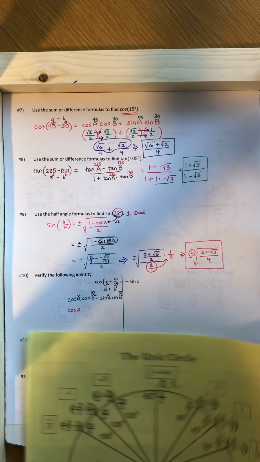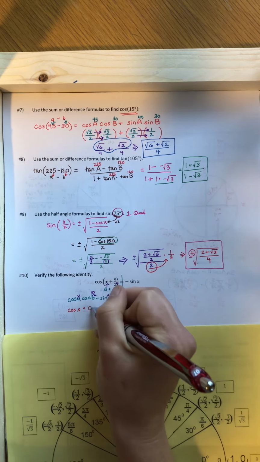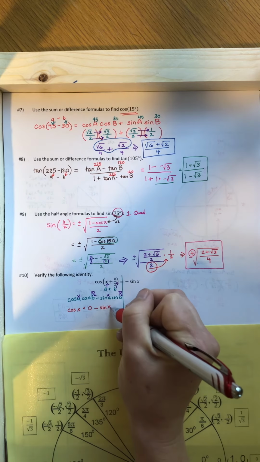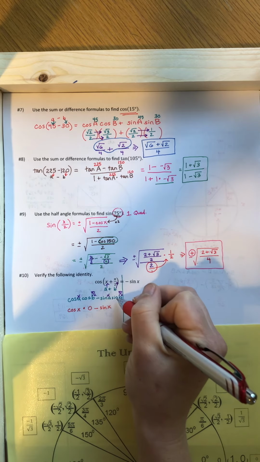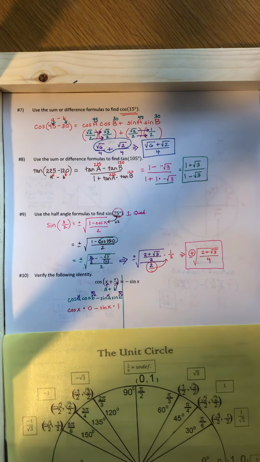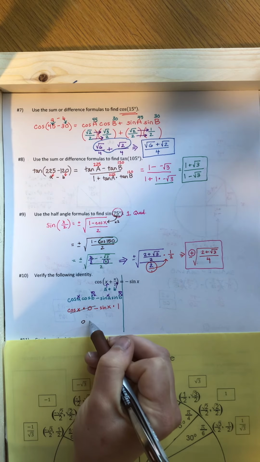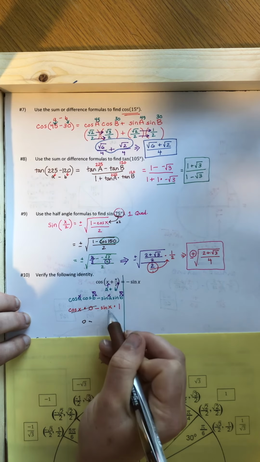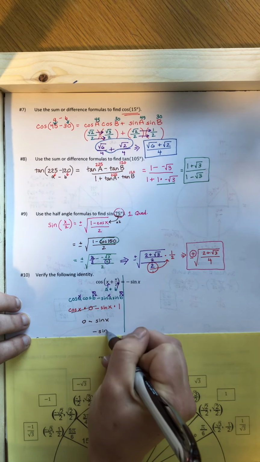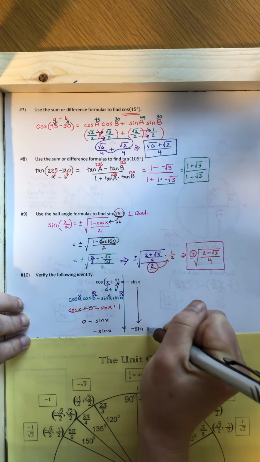What is cosine of pi over 2? So what is the X coordinate at pi over 2? Well, it's 0. We don't know what the sine of X is, so just leave that alone. What is the sine, or the Y coordinate at pi over 2? Well, it's 1. Anything times 0 makes 0. And then negative sine X times 1 is just negative sine X. So we have gone from one side to the other side, so it's verified.